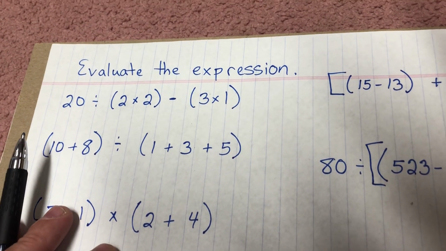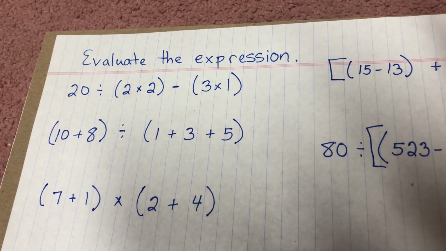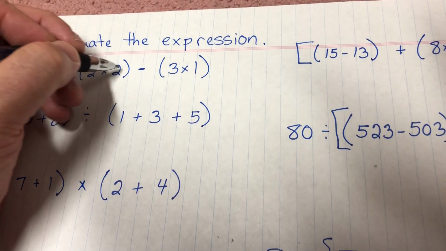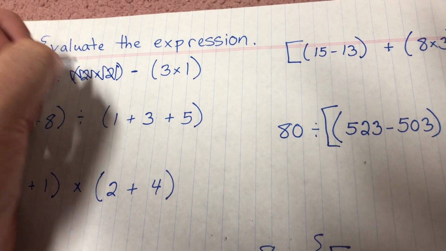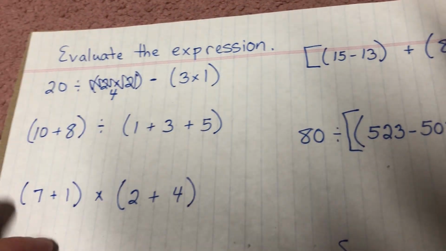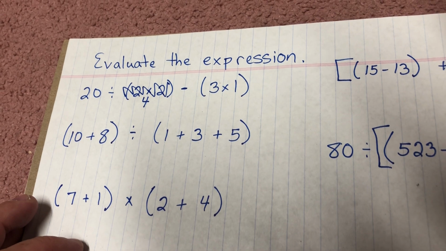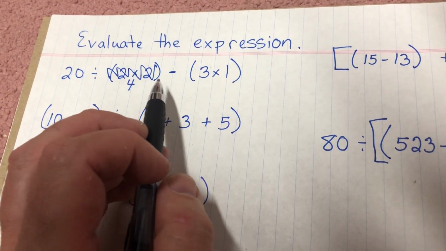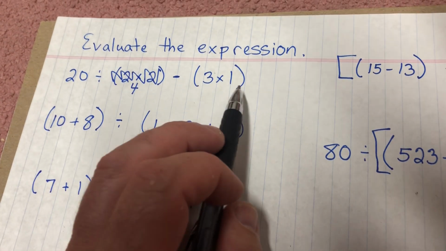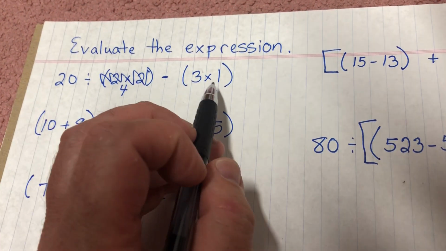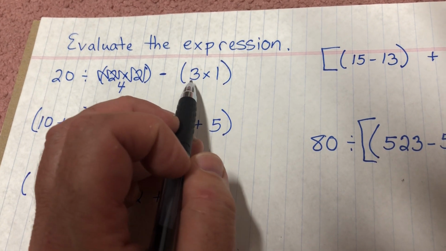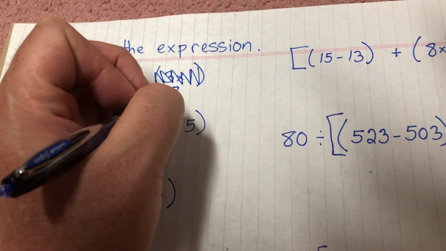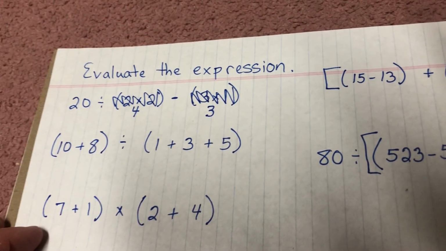Evaluate the expression. Well, remember the first step. That is to clear parentheses. We have a parentheses right here. That is 2 times 2. So we're just going to go ahead and clear that out. All right, and that is a 4. Okay, then minus 3 times 1. The 3 times 1, that's in parentheses. And 3 times 1 is 3.